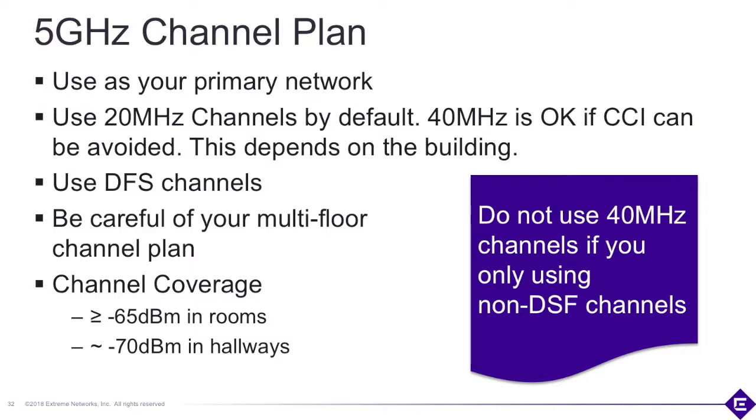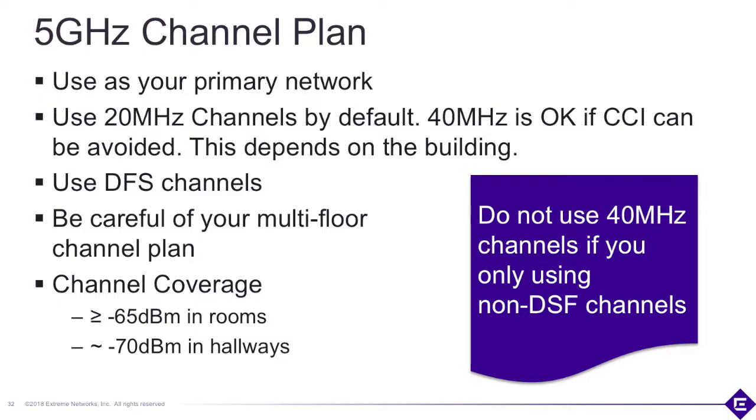The channel coverage actually goes up. We can increase our channel coverage on 5 gig for a couple of reasons. One, it doesn't travel as far, and two, we just have more channels. So we can go up to negative 65 in the classrooms and negative 70 in the hallways. Once again, it's important that you get this tested. If you're going to spend a lot of money on your APs, make sure you're getting a survey done in order to know you are using the APs to their max capabilities.